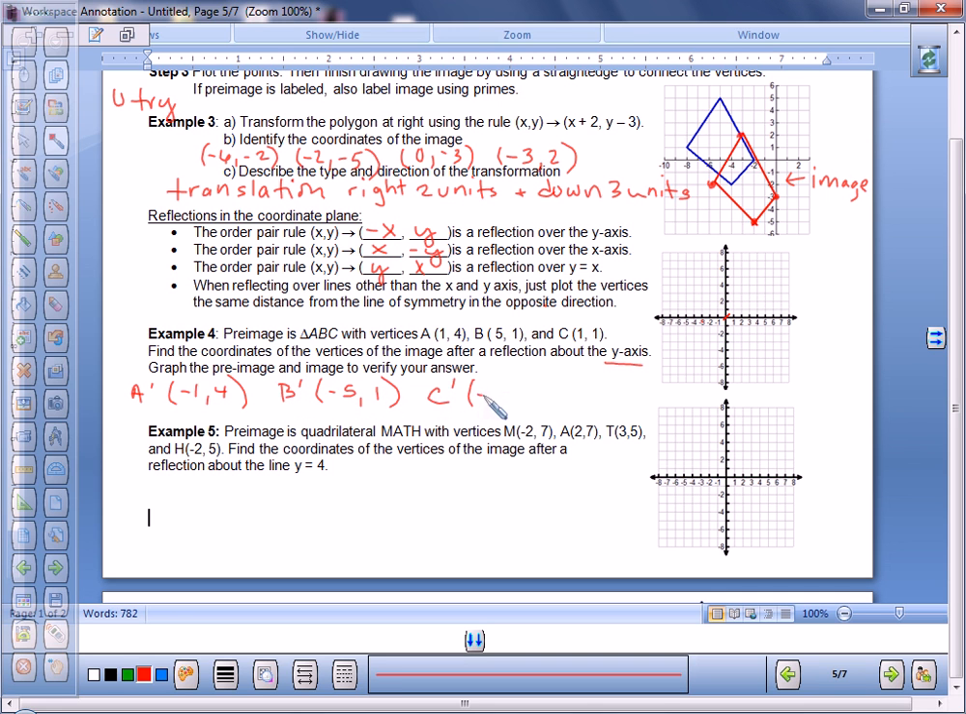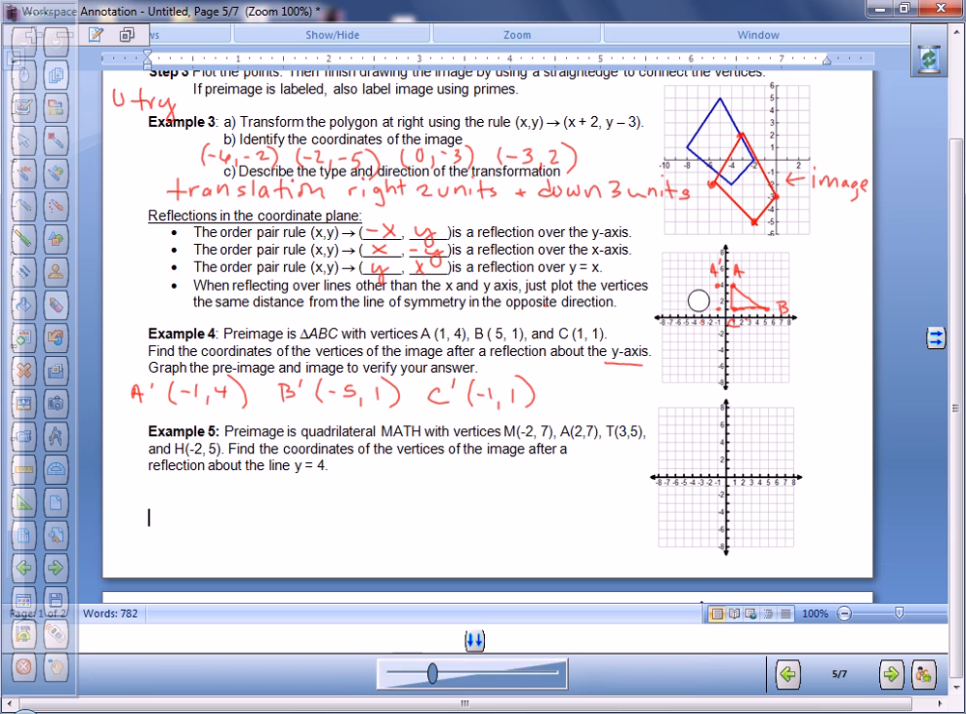Okay, and then it asks us to graph both of them so we can verify. So this was A, this was C. This is C prime. This is A prime. And this is B prime. So it looks like it's been reflected over the y-axis. I'd say so, yes.